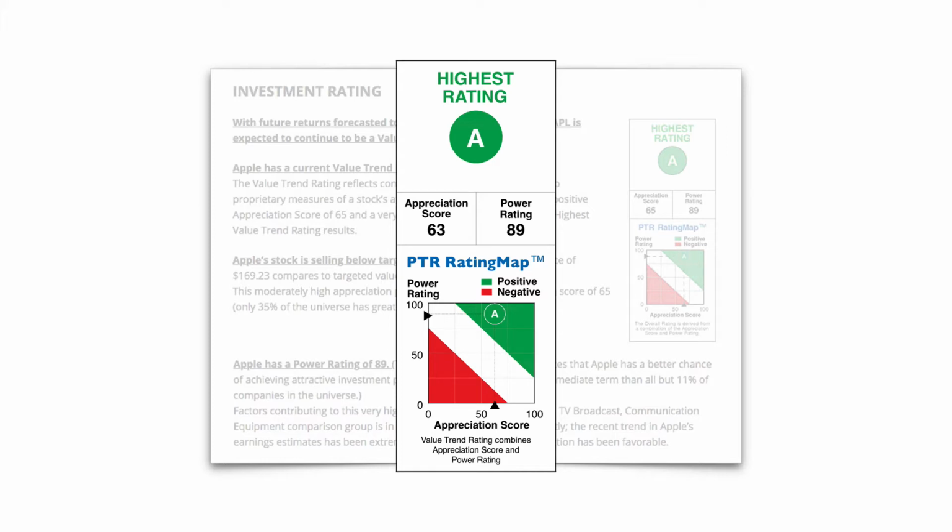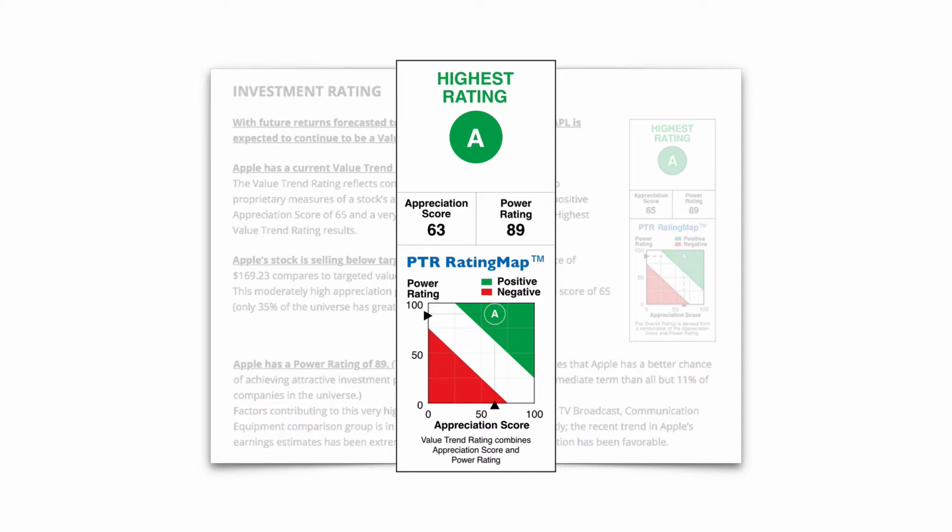In this example, Apple is rated A. This is a basic measure of current attractiveness. It's generated by two components. The appreciation score, which here is 63, that measures the relative potential appreciation from the current price to the price target relative to the universe. So Apple's positioned to return appreciation better than 63% of the universe.